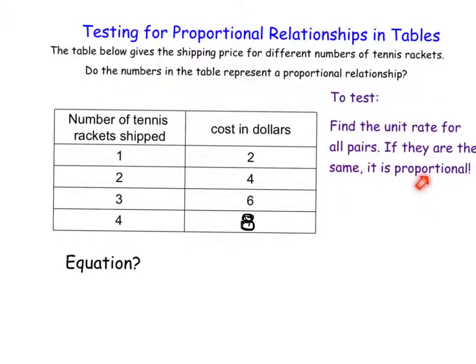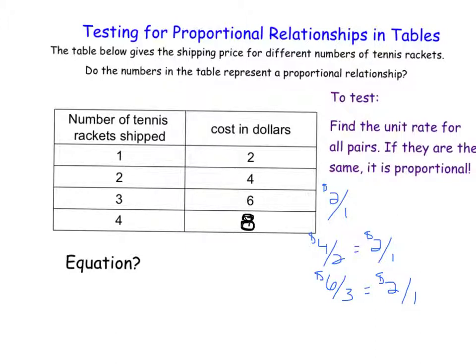So let's look at the first one. It was $2 for every one tennis racket. So it is already in the unit rate because this bottom number is a per one. So let's look at the next pair. $4 for 2. And once we put that into a unit rate, 4 divided by 2 is $2 for every one tennis racket. Let's look at the third pair, 6 to 3. So $6 for every 3 tennis rackets. That also reduces to $2 per one.